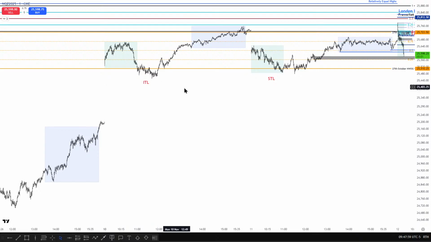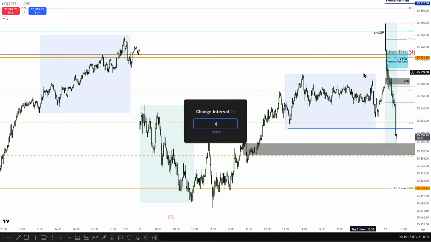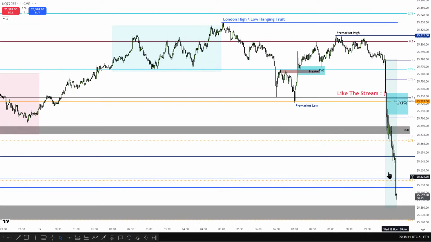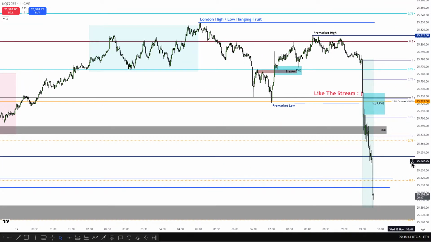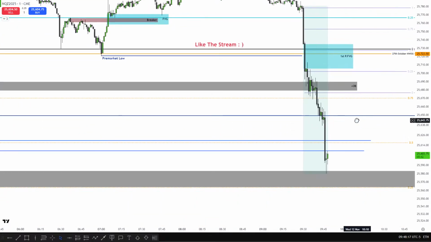Well, I'm not saying we won't, but I do not want to see that. I want to see us find support and just trade through it, because I'm bullish, so I can't take sell trades. I'm only looking for buy trades. And if I want to take buy trades, it's got to be done off setups like this.